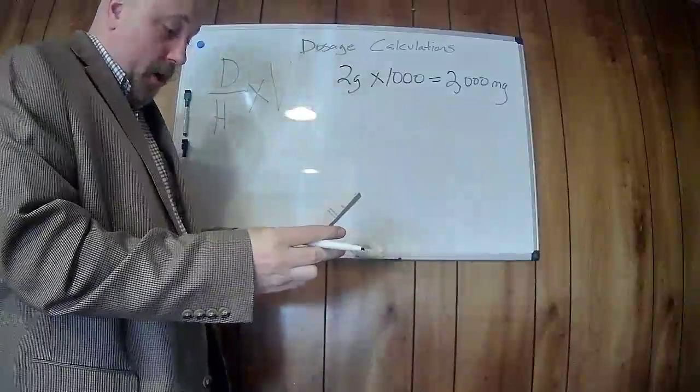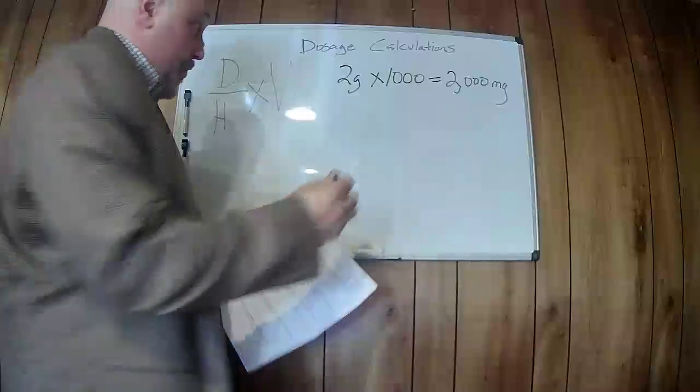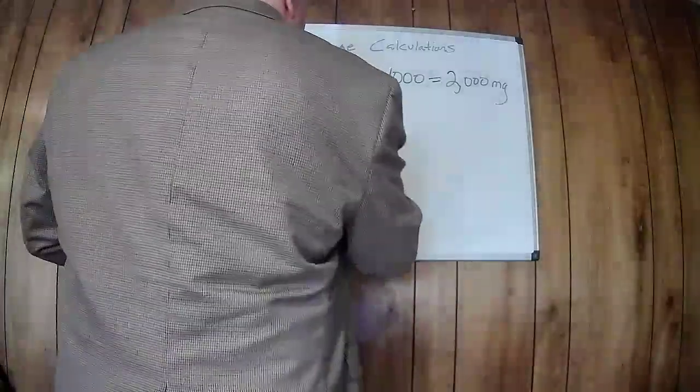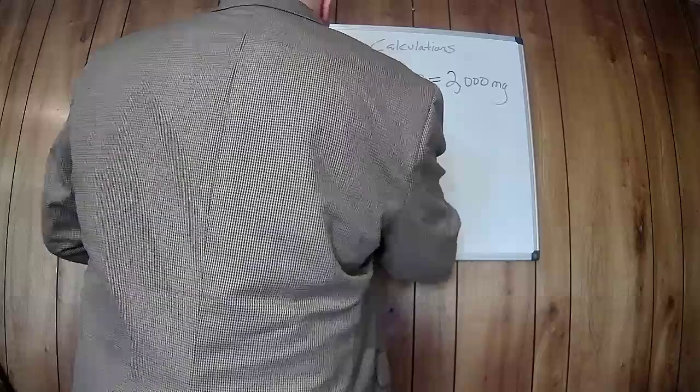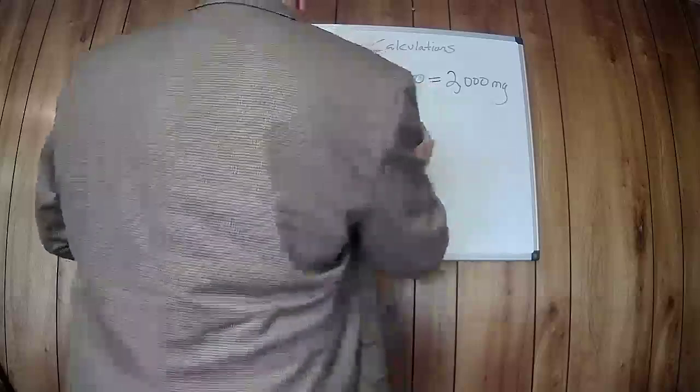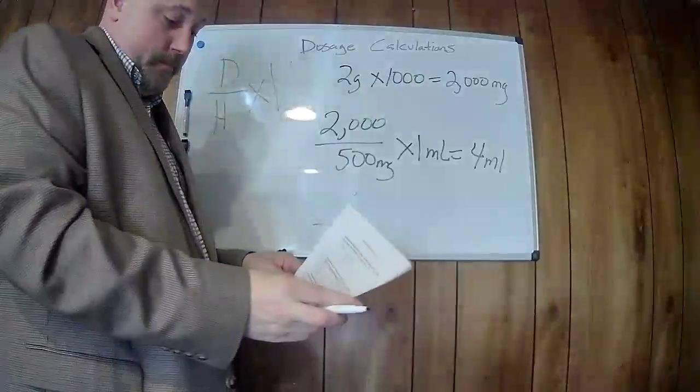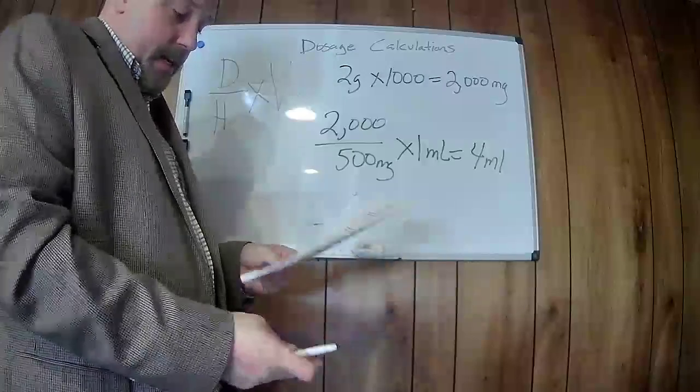So now we've got our desired dose is 2,000 milligrams. Our dose on hand is 500 milligrams times the 1 milliliter. And that gives us 4 milliliters per dose. Let's do number 4.